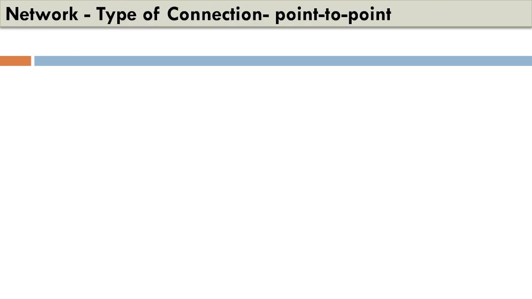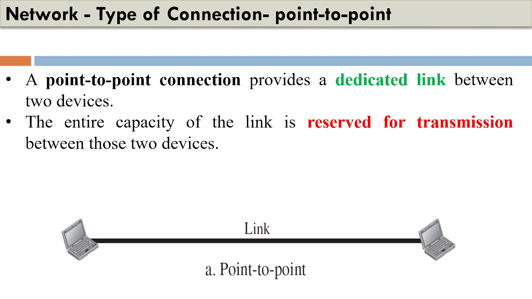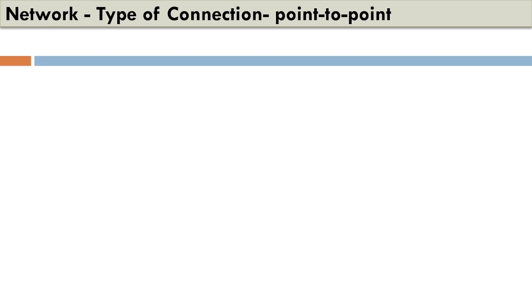Now, let us have a look at the basic understanding of point-to-point. In a point-to-point connection between a sender and a receiver, there is a dedicated link that is established between them. The link again can be wired or wireless also. The entire capacity of that particular channel or link will be reserved for the transmission between these two devices only.